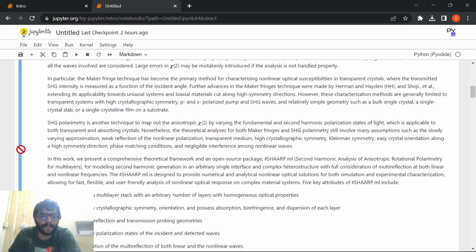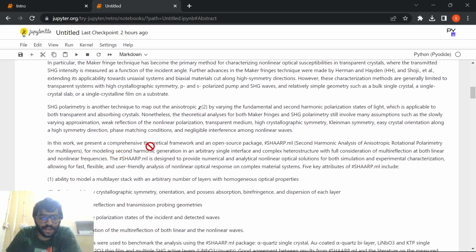film on a substrate. SHG polarimetry is another technique to map out the anisotropic chi2 by varying the fundamental and second harmonic polarization states of light, which is applicable to both transparent and absorbing crystals. Nonetheless, both Maker fringes and SHG polarimetry use many assumptions, and this could cause high errors in chi2.